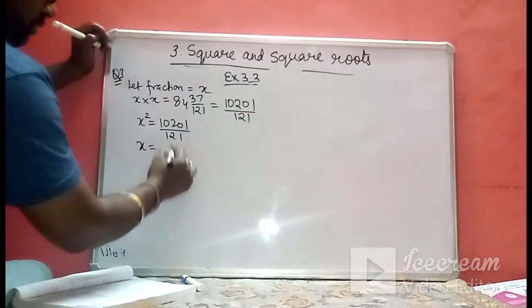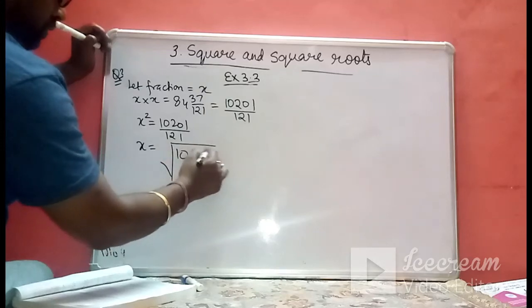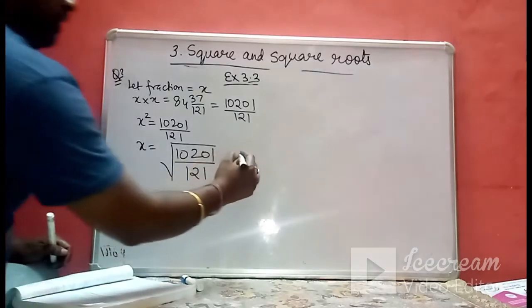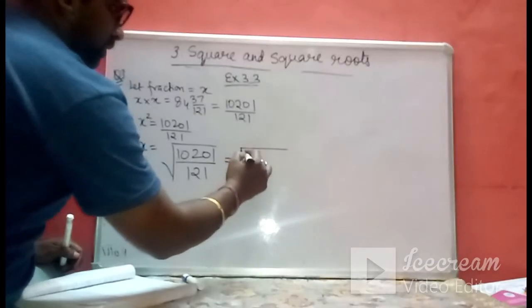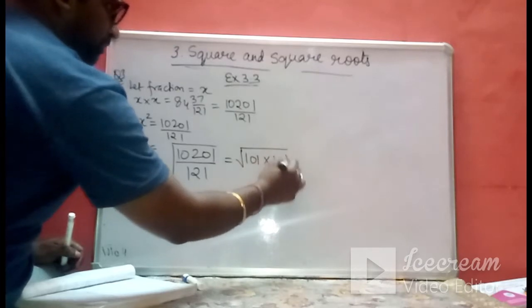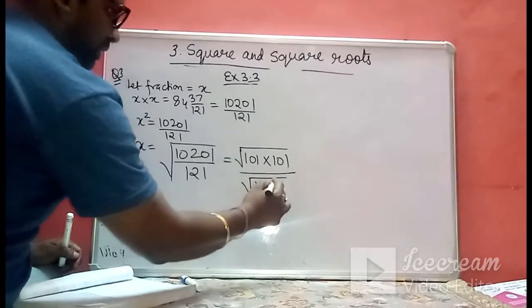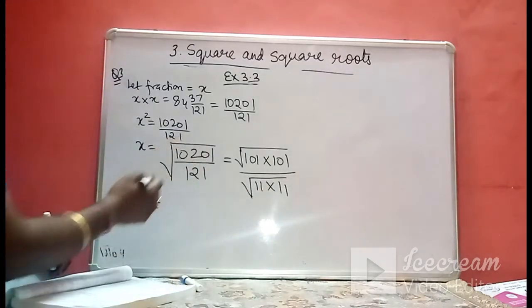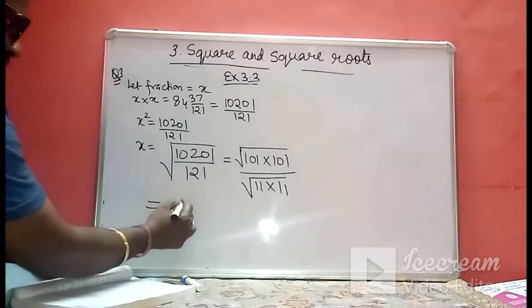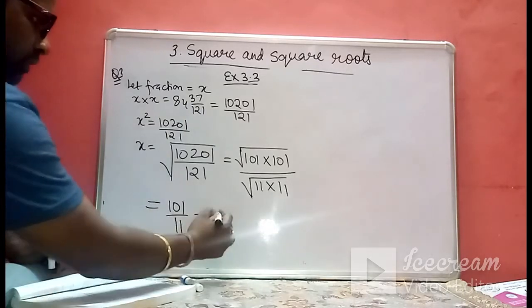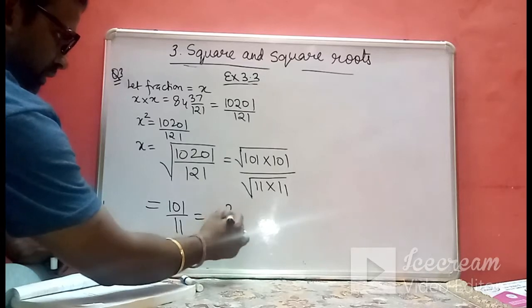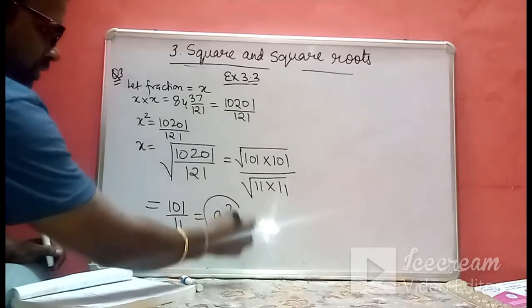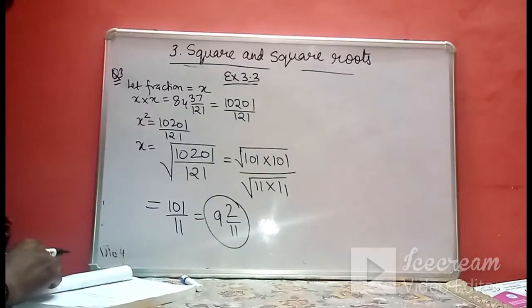Okay, so x is square root of 10201 upon 121. Again, this type of number, see 10201 is actually divisible by 101 only. Okay. So for these type of numbers, I am going to discuss the long division method, but since we have solved it, it is 101 upon 11, or we can write 9 whole 2 upon 11. Okay. So this is our fraction 9 whole 2 upon 11.